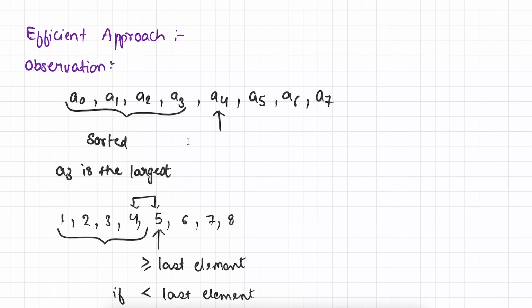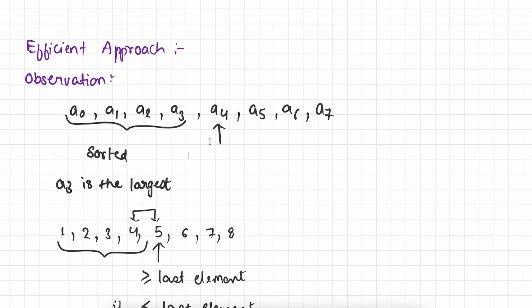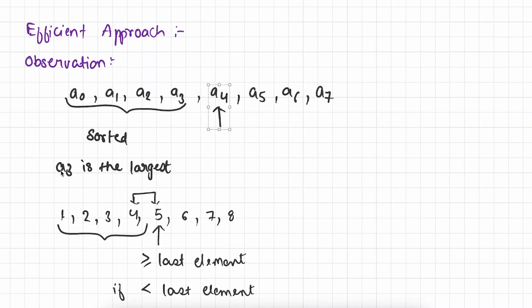Because what happens when the array is sorted in increasing order, it means the last element is always going to be the largest element. So when we traverse this array from A0 to A3, then we come on to this element A4. So can we find that this element is at the right position? Let's see this example. Let's say we have elements like 1, 2, 3, 4, 5, 6, 7, 8. Until 4 that we know that these are already sorted. So it means 4 is the largest element among all the elements, right? Now when we come on 5, can we find that this element is at the right position?